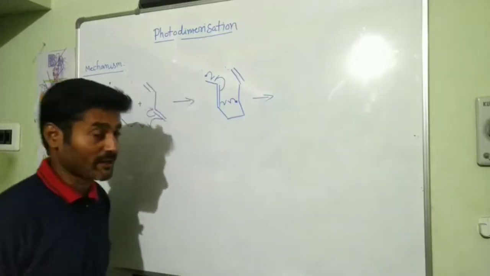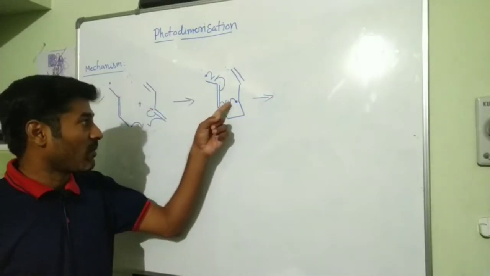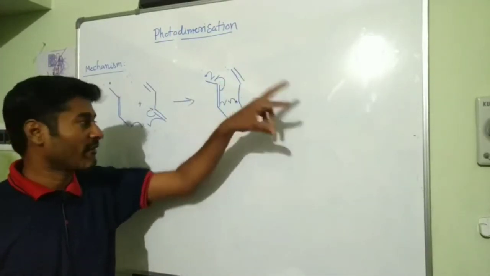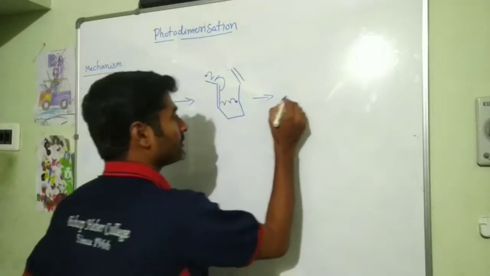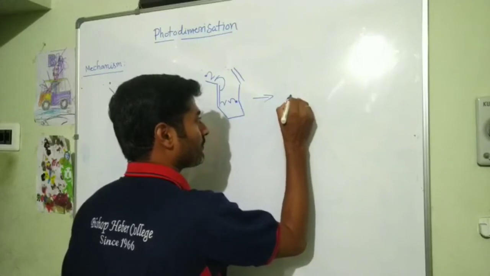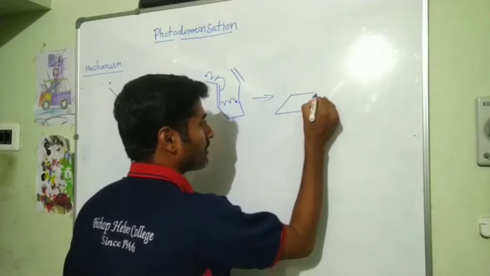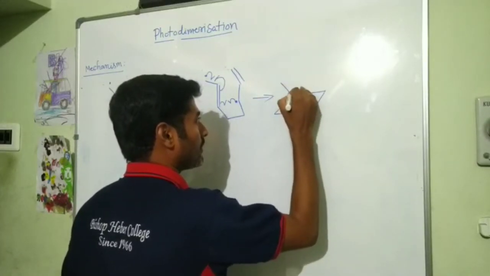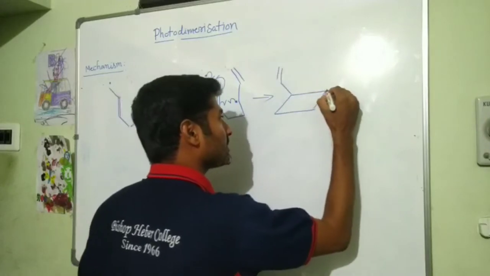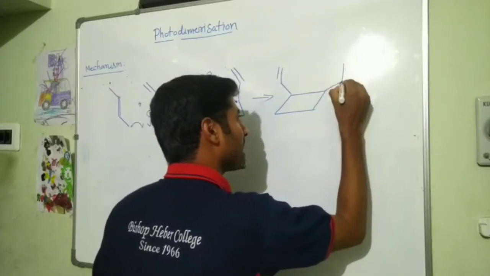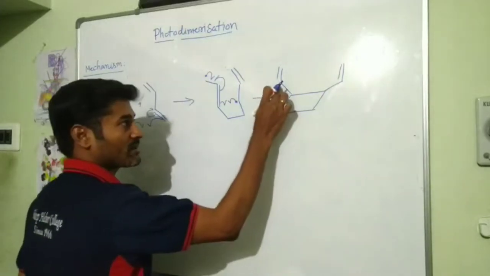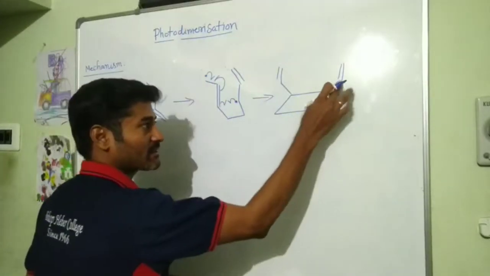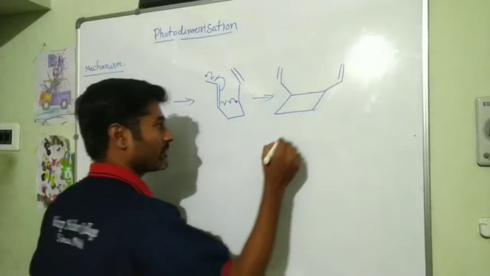And you will get two products. When there is the bond formation, you'll get two different substituted cyclobutanes. The first one is the trans form, with one substituent above the plane of the ring and another substituent below the plane of the ring.